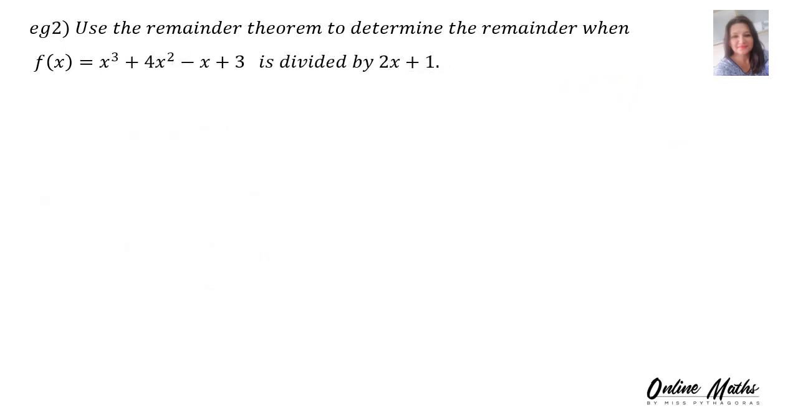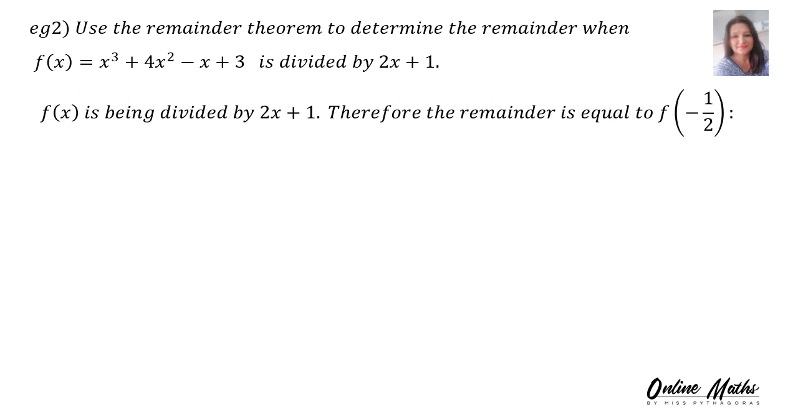Example 2. Use the remainder theorem to determine the remainder when f of x, which is given there, is divided by 2x plus 1. f of x is being divided by 2x plus 1. Therefore, the remainder is equal to f of minus a half.